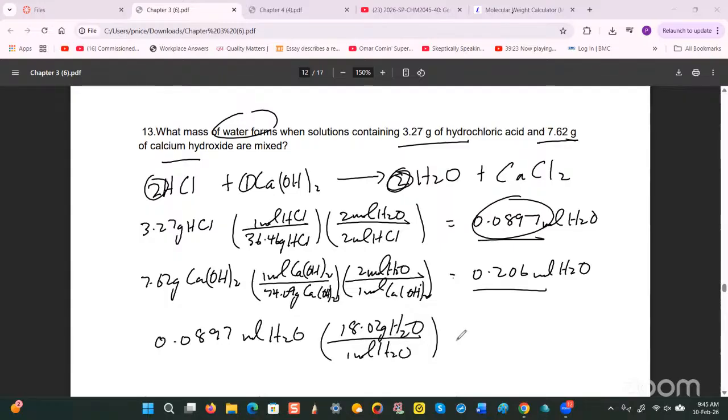And we work that out. So that's 0.0897 times 18.02. And according to my calculations, this works out to be equal to 1.62 grams of H2O. And that's how that is done.